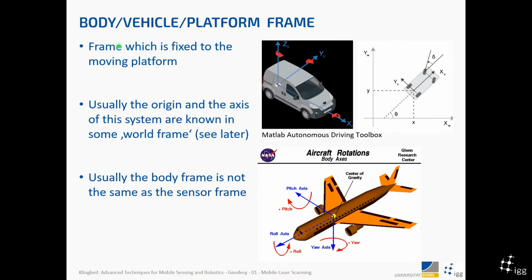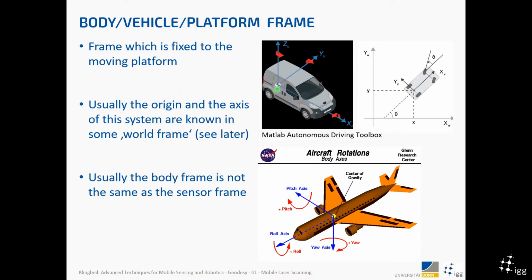So it's moving around, fixed to the platform, and the origin and the axes of that system are usually known in the world frame. This is what we will later see as a trajectory. So where is the system origin, and where are the axes pointing to? This is what we call the trajectory information, or the pose of the vehicle within some world frame.